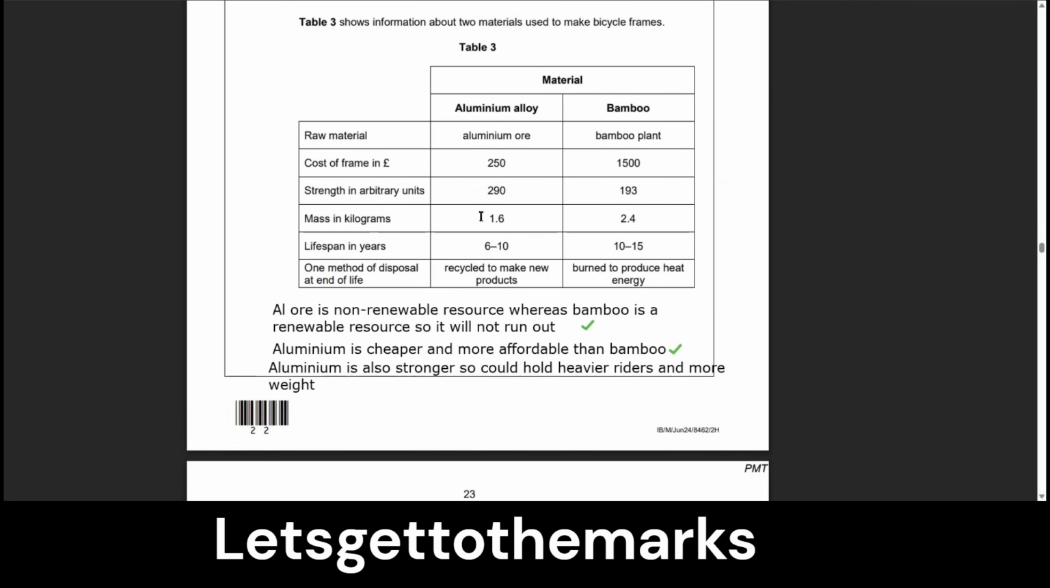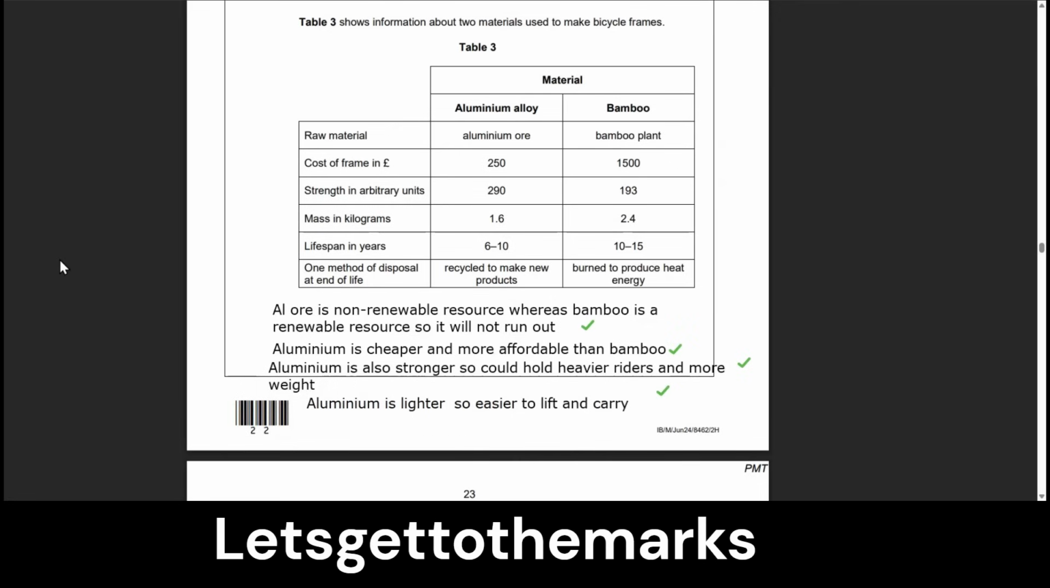Then we're going to come down here. The mass in kilograms. Aluminium is also lighter. It's all looking aluminium right now to me, unless you're really with the environment and you're saying, well, it's non-renewable, which is a fair point. Aluminium is lighter, so easier to lift and carry. And why is that important? Well, it's easier for you to pick it up and carry it about.